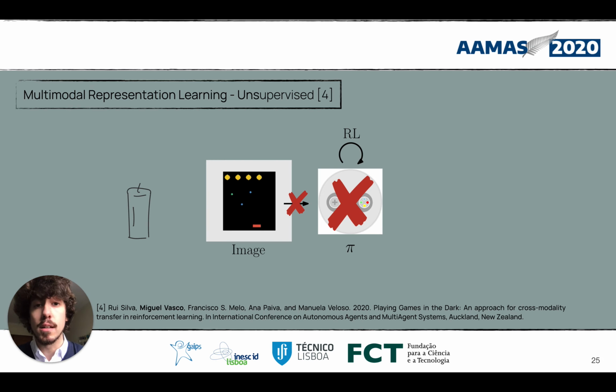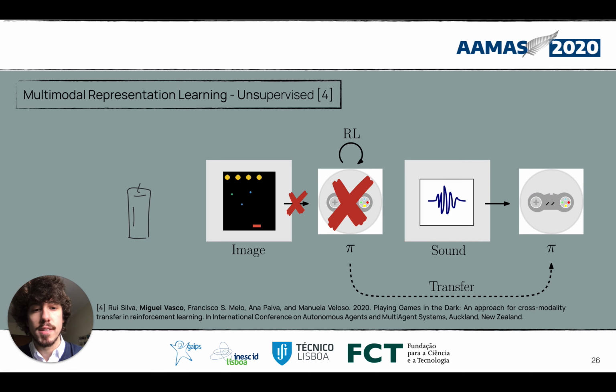The agent does learn how to play the game from image inputs, however, sometimes it is not able to get that information from the environment. Our approach allows an agent to transfer that very same policy, now considering sound inputs, and play the game without requiring further training or fine-tuning of that policy to the new modality. In a sense, it allows agents to play games in the dark.